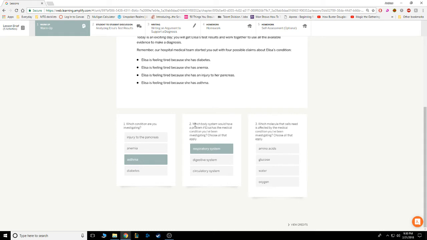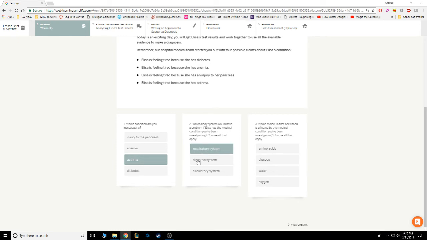Alright, with that said, let's move on to Section 2. So Section 2 asks us, which body system would have a problem if ELISA had the medical condition that you've been investigating? Choose all that apply. Well, in this case, asthma only affects one system, the respiratory system, where our lungs are. It affects the amount of oxygen we get. So I only need to pick the respiratory system.